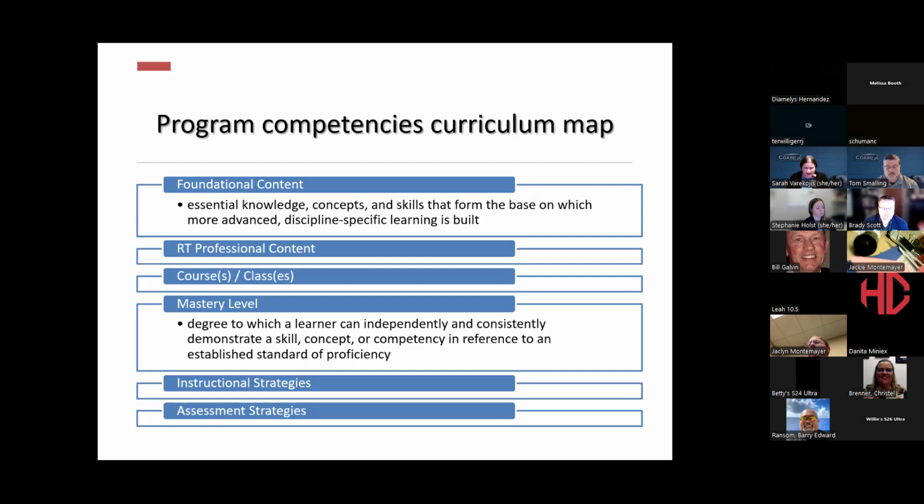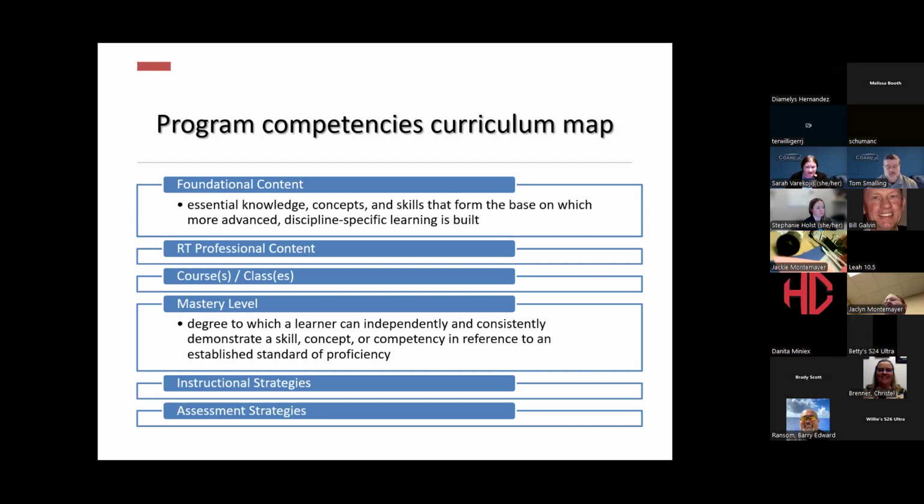RT professional content, I think we all have got that down, and we know what courses and classes are. The next column we would recommend is a mastery level, and Tom alluded to this earlier as well.